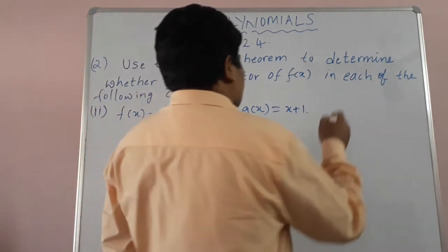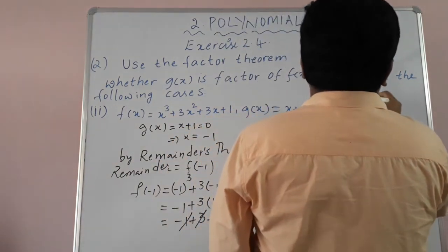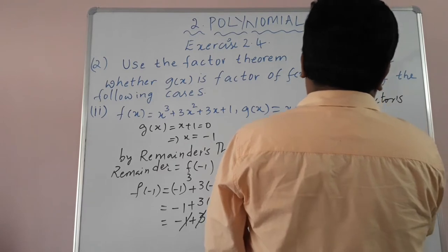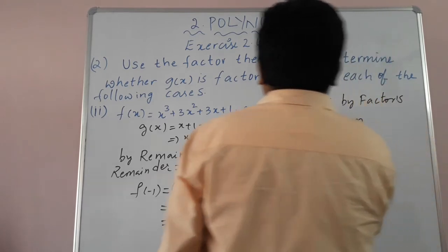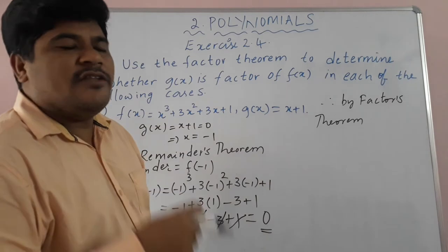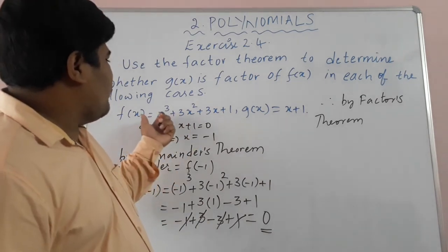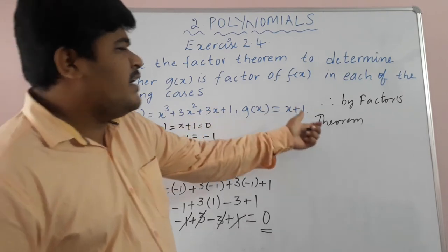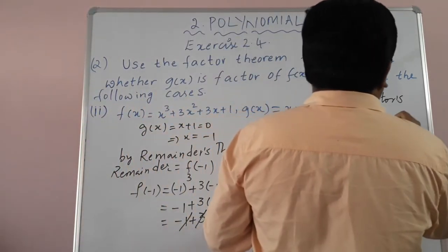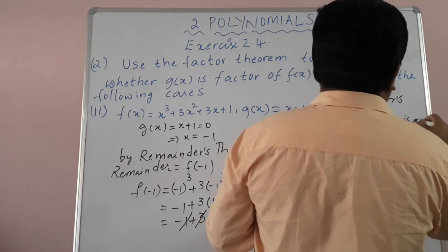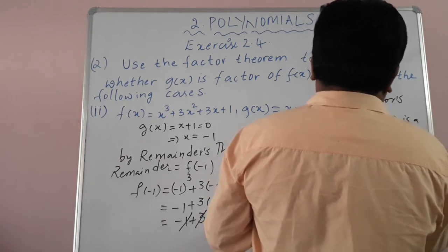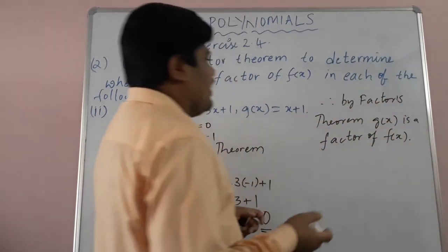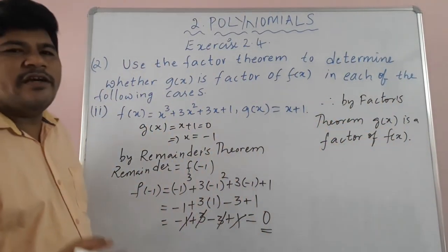So by factor theorem, this particular divisor, what is that? x plus 1 is a factor of the given polynomial of nth degree f of x, x cube plus 3x square plus 3x plus 1. So simply we can write, by factor theorem, g of x is a factor of f of x. So children, in this way we can solve this problem.